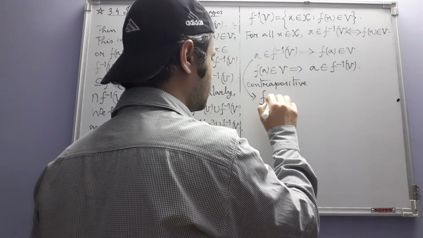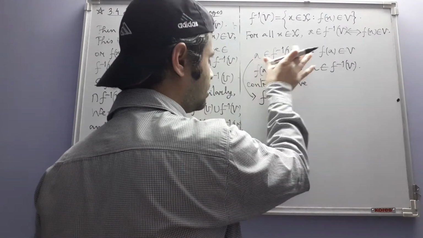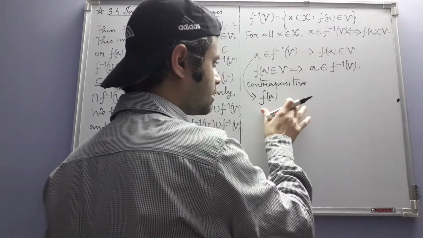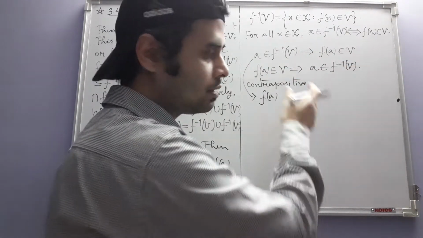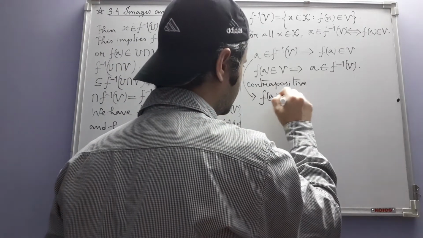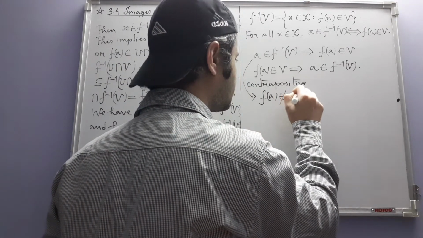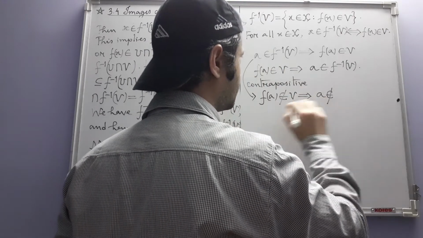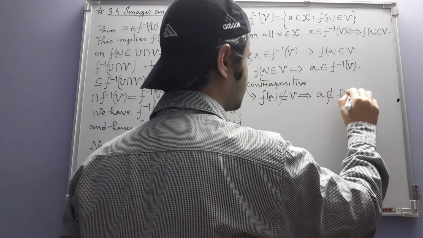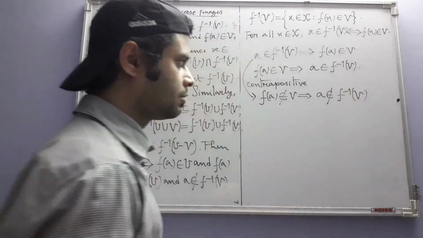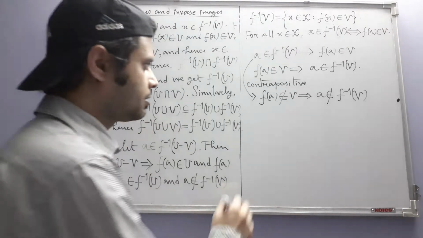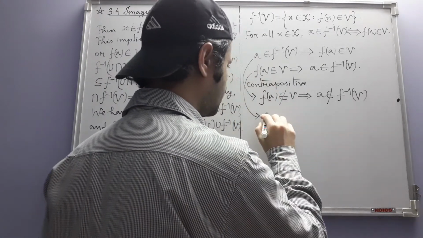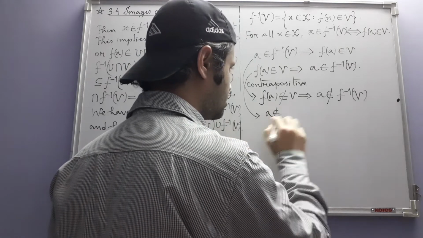This is a statement implying another statement. The negation of the second statement implies the negation of the first statement. Negation of the second statement is this. This implies negation of the first statement. Okay, just like that, you can write the contrapositive of this one also. That will be this.